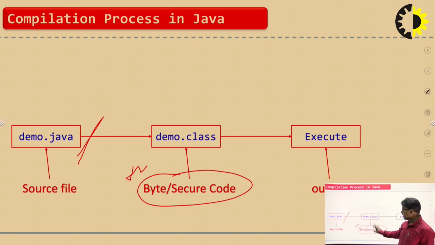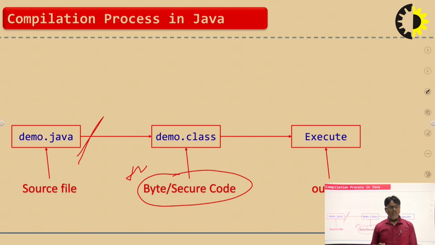This class file can be executed on any machine as per the platform that is provided to the programmer, and after execution, you will get the output. This is the simple structure of a Java program: how the compilation process is done, how the bytecode is converted, and what the extension of the converted file is. It is a class file, and after execution, it will give you the output.